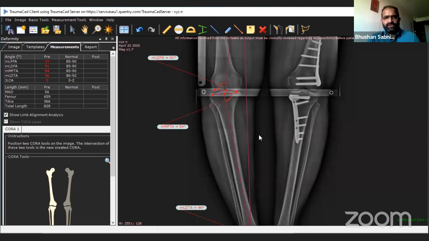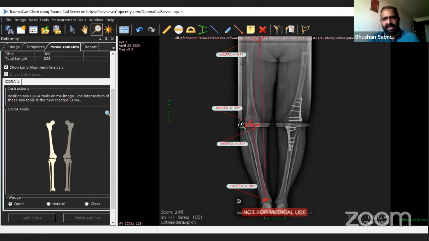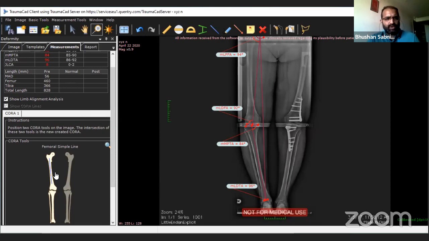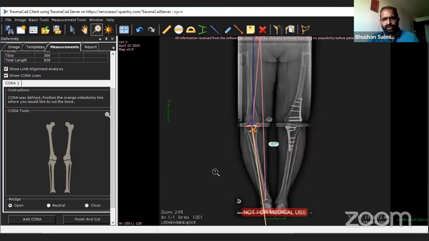Okay. Now, just ignore other things. I'm just making a point on the intra-articular osteotomy at this juncture. So whenever you want to correct for this joint line convergence angle, that is 8 in this case, I want to make it 0. So what I'll do is put two lines here from the distal femur and the proximal tibia, and that gives me my position of the osteotomy. So what I'm going to do is bring that exactly into the joint.